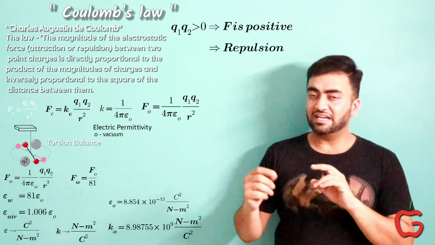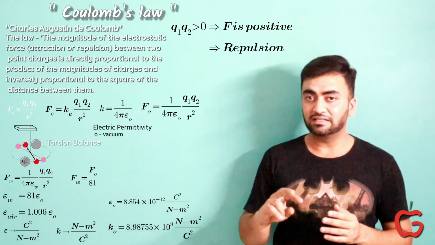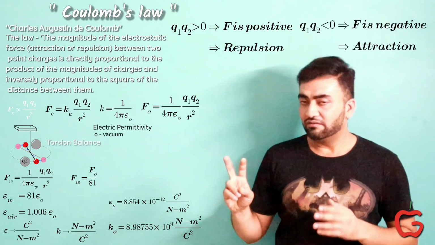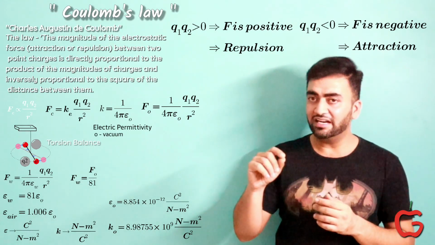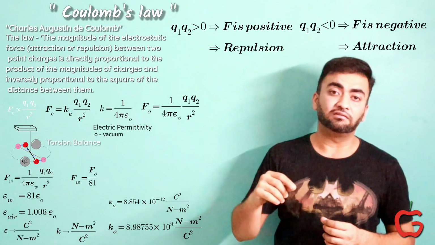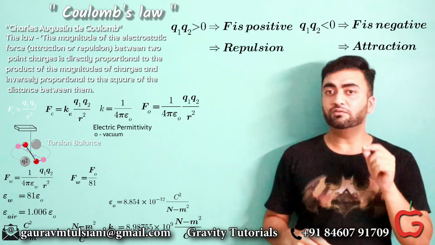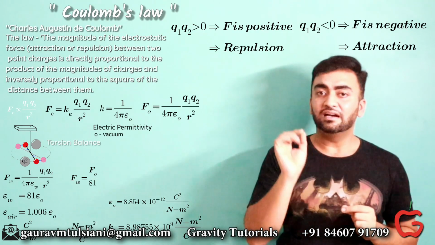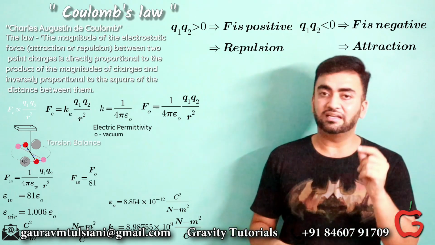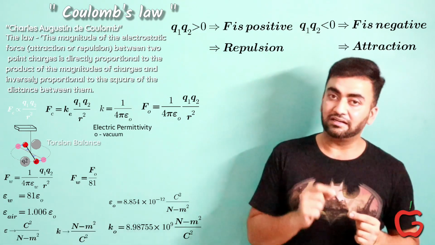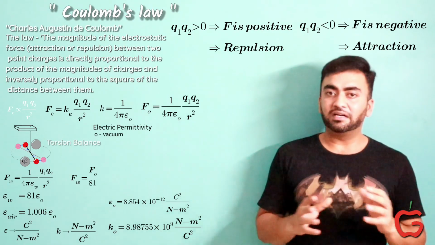Now suppose one of the charges is positive and the other is negative. So their product is negative. We know opposite charges attract each other. Now for positive and negative, the force comes out to be negative. So if the value of force given to you is negative, you have to understand that the force is attraction. So positive force indicates repulsion, negative force indicates attraction. Okay, I hope the magnitude part is clear.